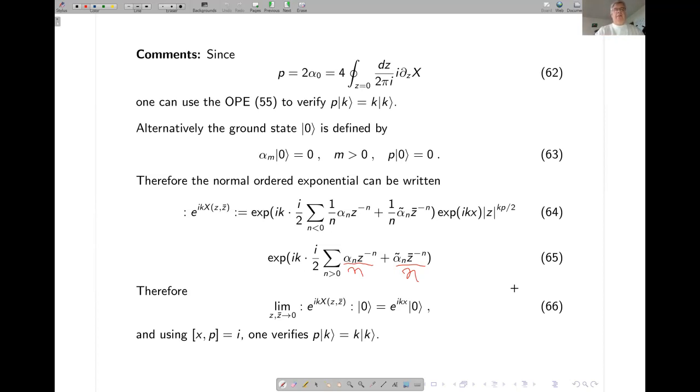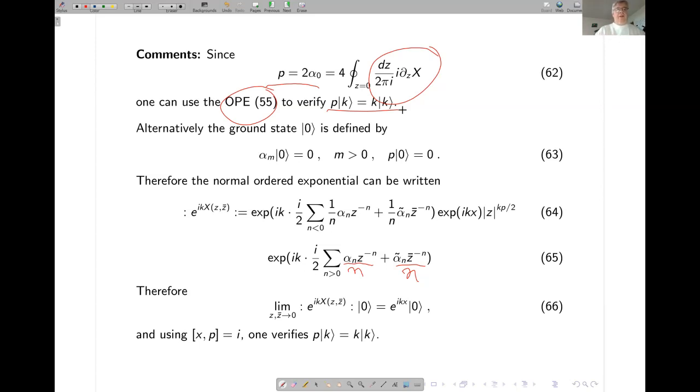Let's see. Well, there are two ways, and I recommend looking at both. One is we can write the operator P as a contour integral, projecting it out of the X, and then use a known OPE to verify that this statement holds. That would be along the lines of how we have done this before. But there's a second way of doing it, and I will now go over it because it's quite instructive to understand the state operator correspondence.